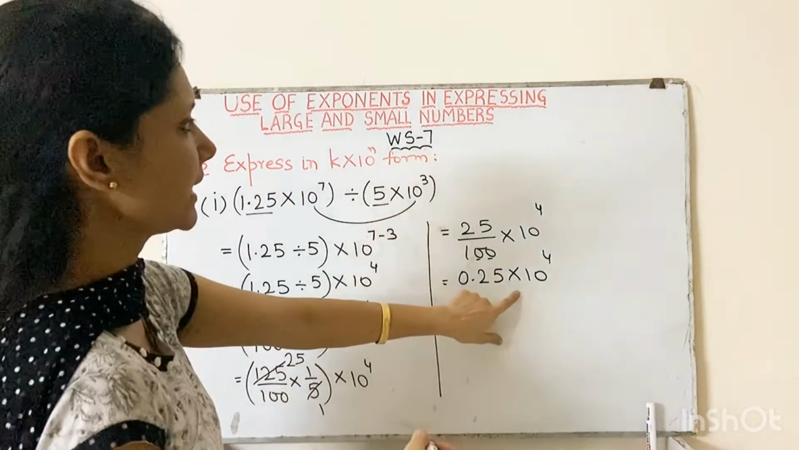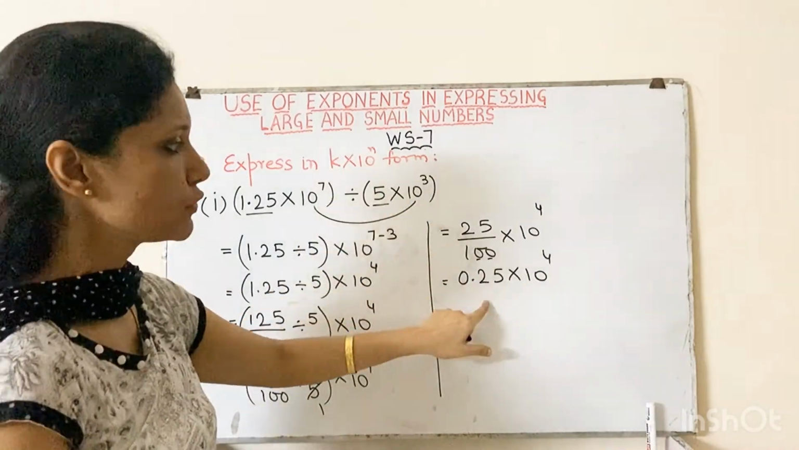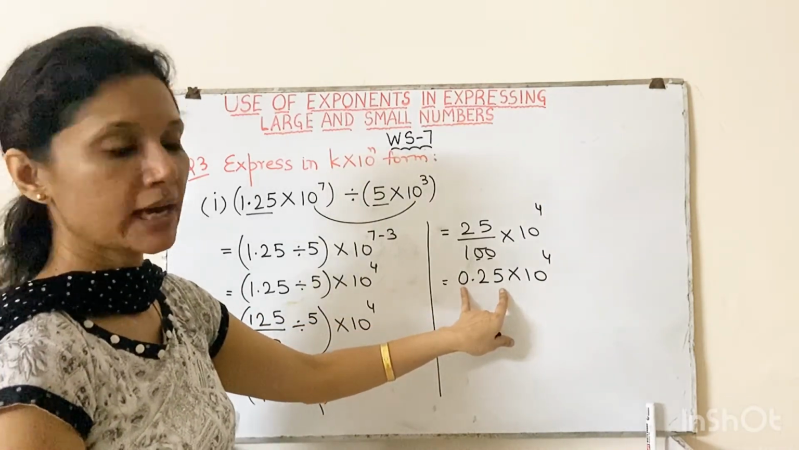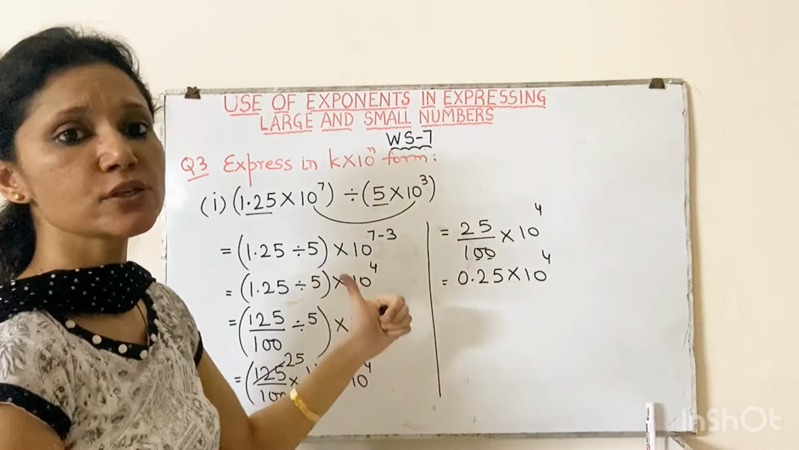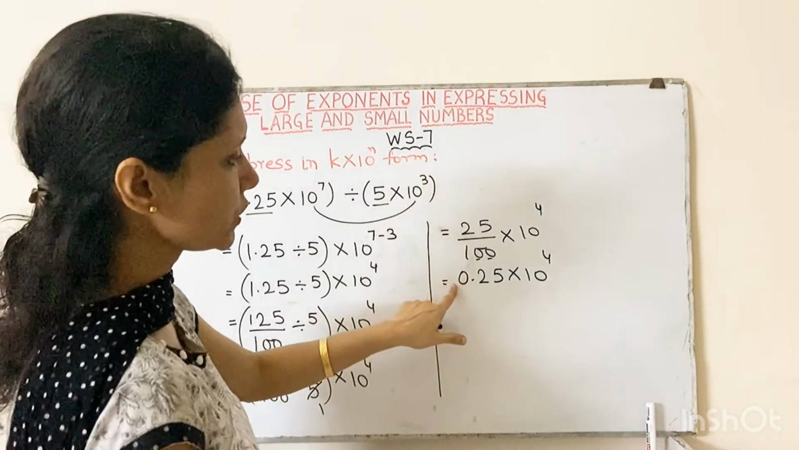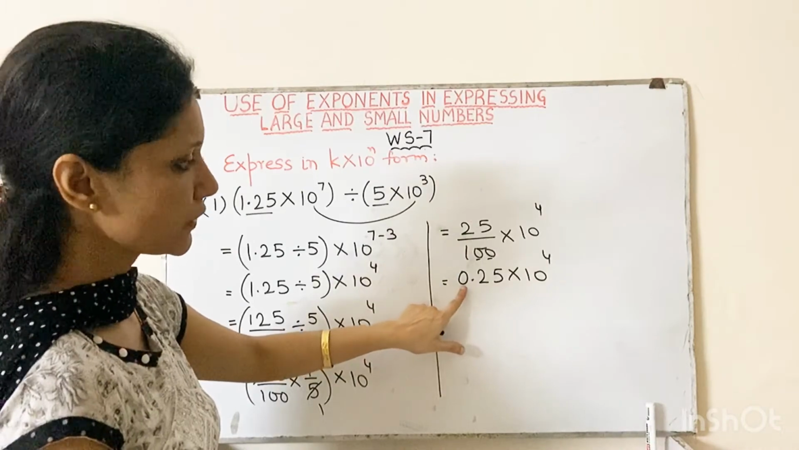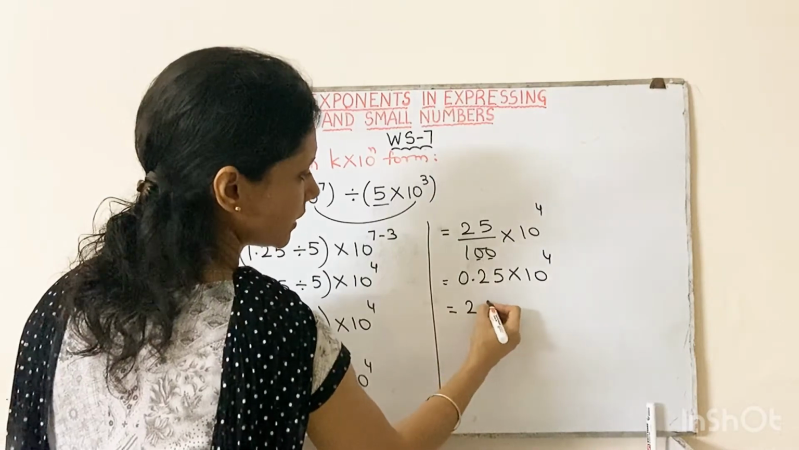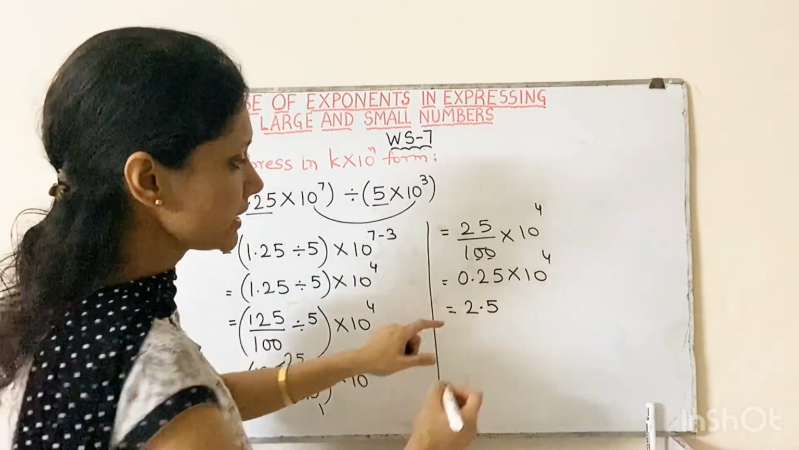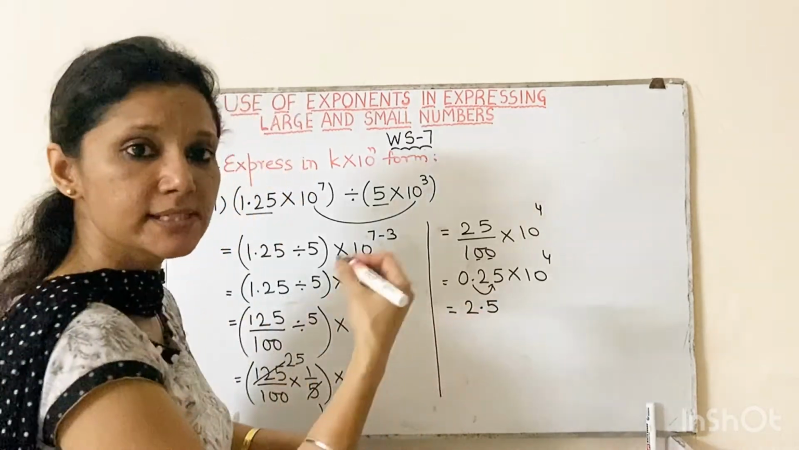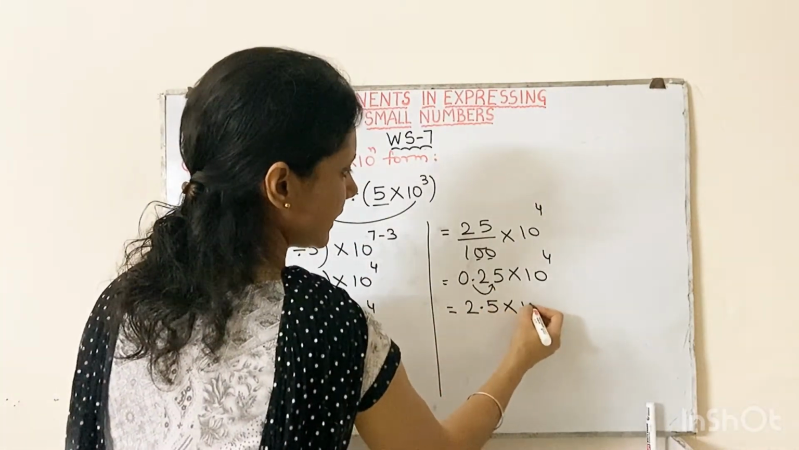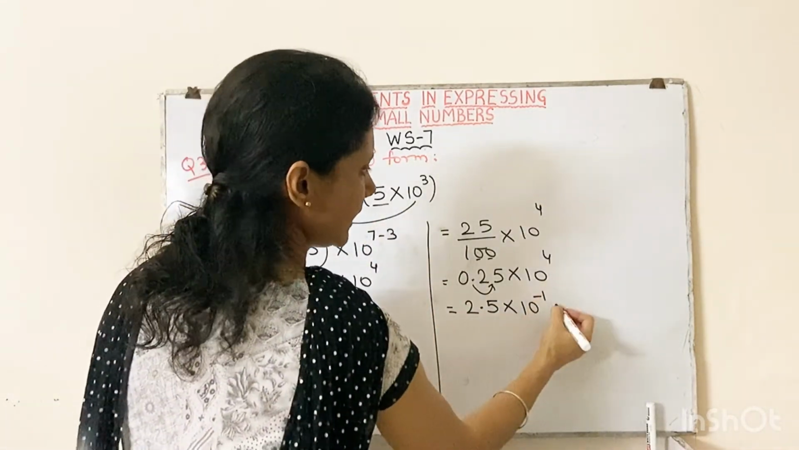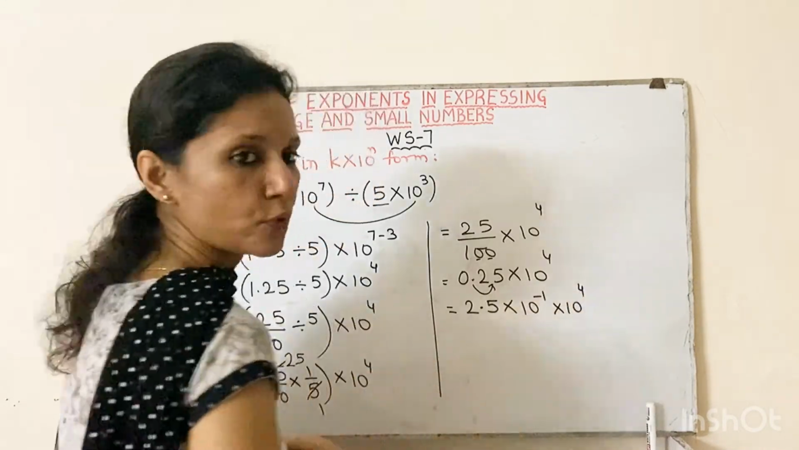So this is our answer, but is this in the standard form, k into 10 raised to the power n form? No, because our k is not between 1 and 10. Our decimal should be after the first non-zero digit from the left. The first non-zero digit from the left is, see, the first one is 0, next is 2. That means our decimal should come after 2. Now since we have moved the decimal one place towards the right, I would write 10 raised to the power minus 1, since we are taking one jump towards the right. And then I already have 10 raised to the power 4.